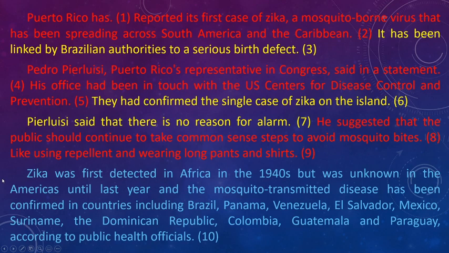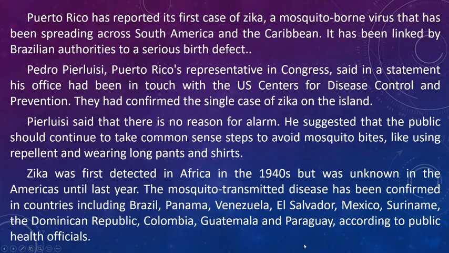This last paragraph says, Zika was first detected in Africa in the 1940s and was unknown in the Americas until last year, and the mosquito-transmitted disease has been confirmed in countries including Brazil, Panama, Venezuela, El Salvador, Mexico, Suriname, the Dominican Republic, Colombia, Guatemala, and Paraguay, according to public health officials. Okay? So this one we could say is a run-on. There are several ways we could make this sentence better. Alright? This is one way that we could fix it.